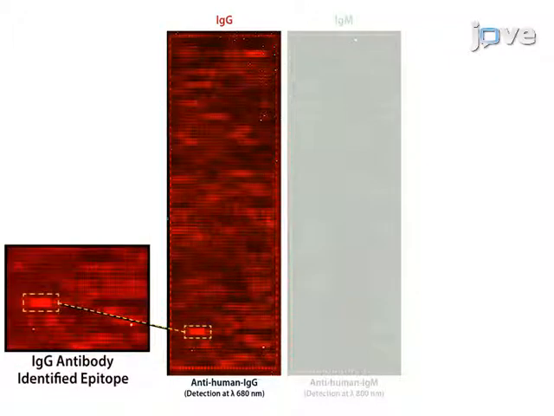Shown here is the raw fluorescence image of staining the microarray with anti-human IgG after incubating with a specific Zika virus serum sample diluted 1 to 250. HA-control peptides frame the microarray. Peptides that react strongly to IgG are shown in the zoom panel.